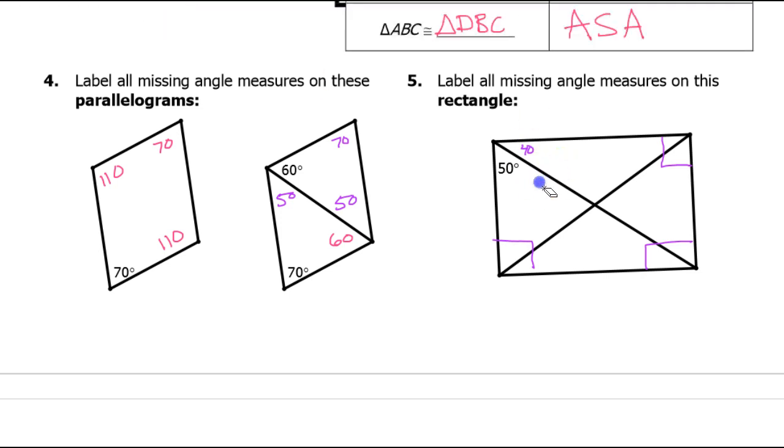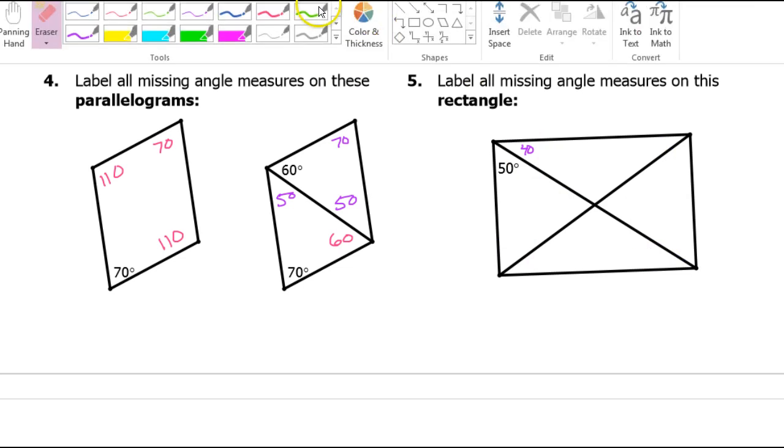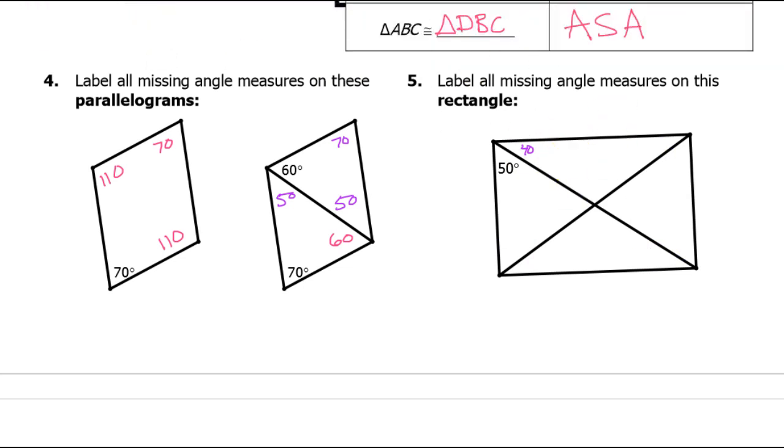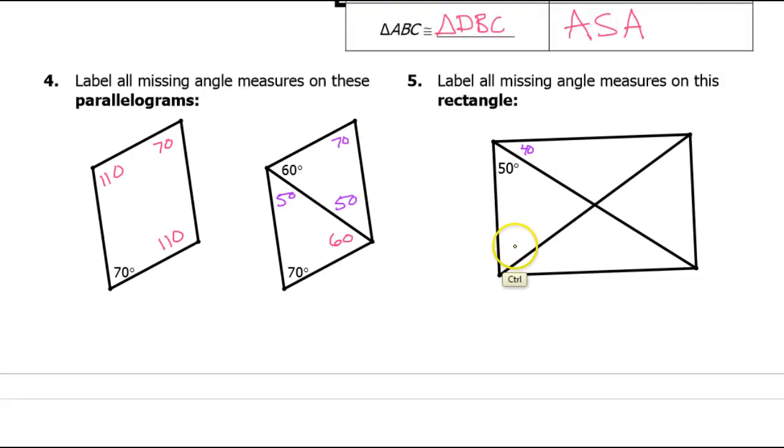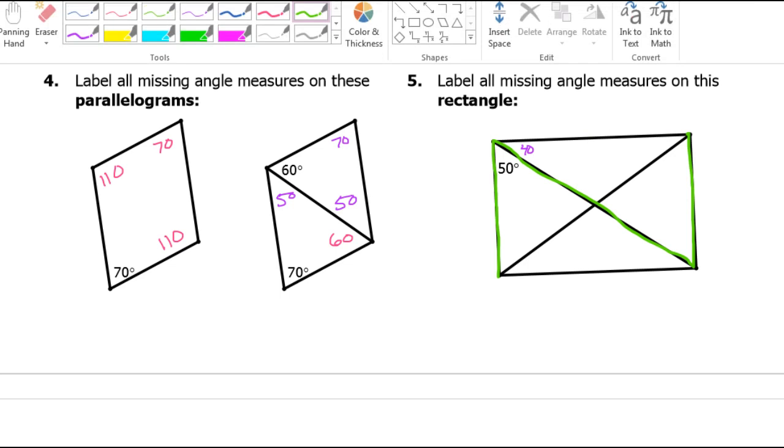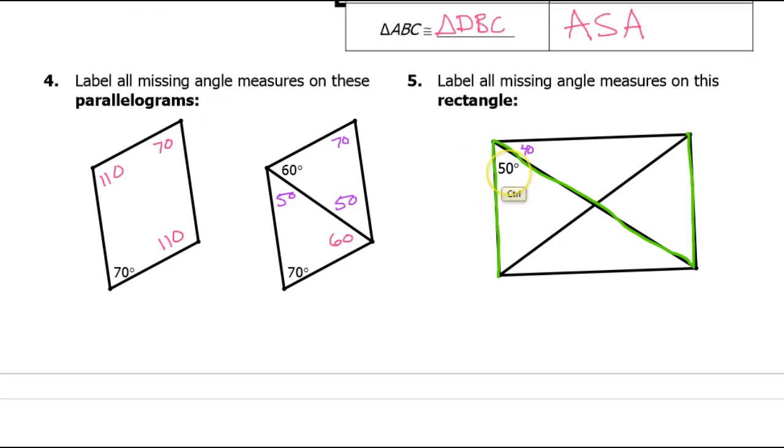Alright, so that allows me to jump all around this picture. Remember the Z business I was talking about before? I feel like I can throw in some N's and Z's real quick. So, for example, look at this N. 50 is in the corner of the N, so that's going to be congruent to this 50 down here. And if this is 50, then this is 40, because they have to add up to 90 degrees.